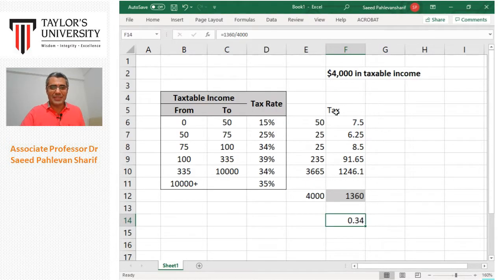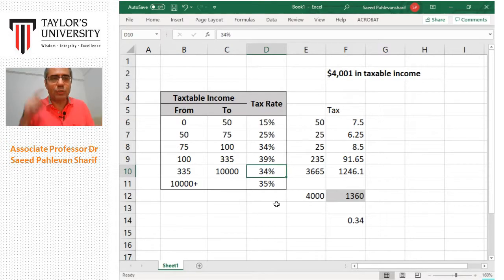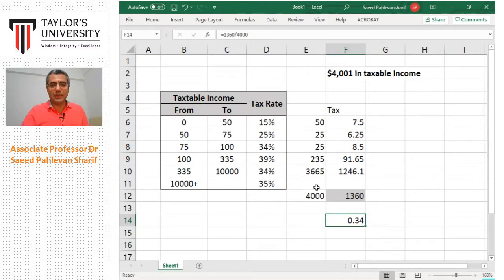So for marginal tax rate, see in which bracket you are. And if, for example, you had $4,001, in which bracket would you be? Still in this bracket, right? So your marginal tax rate is 34%. It means if you earn $1 more, you have to pay 34% on this additional $1. And so this was the average tax rate, which is the amount of tax divided by the taxable income, and it's different from the marginal tax rate. But in this example, by chance, both are 34%.